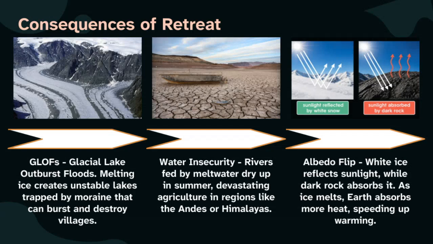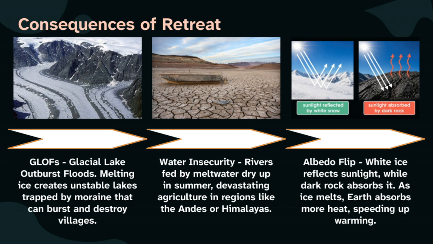Now let's look at three major consequences of glacial retreat. The first is GLOFs, which stands for Glacial Lake Outburst Floods. As glaciers melt, lakes can form in front of or on top of the glacier. These lakes may be dammed by loose material called moraine. Moraine dams can be unstable. If they collapse, huge amounts of water can suddenly rush downstream, destroying villages, roads, bridges, and farmland.